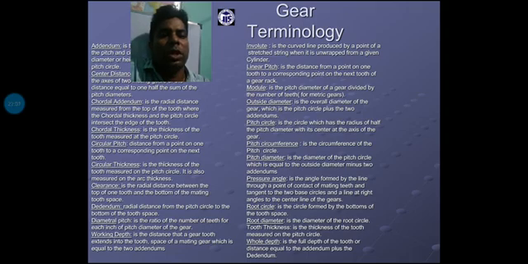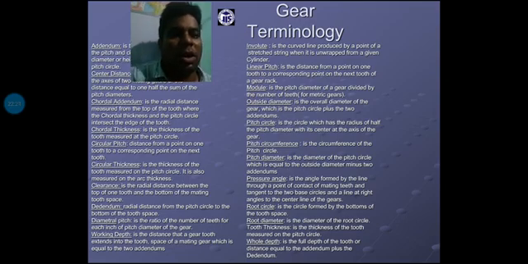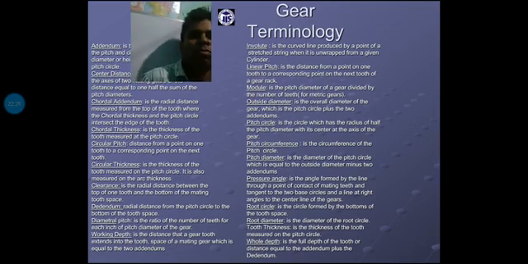Pressure angle. It is the angle formed by the line through a point of contact of mating teeth and tangent to the two base circles, and a line at right angles to the center of the gears.